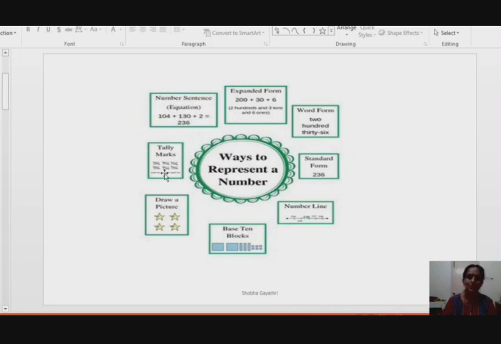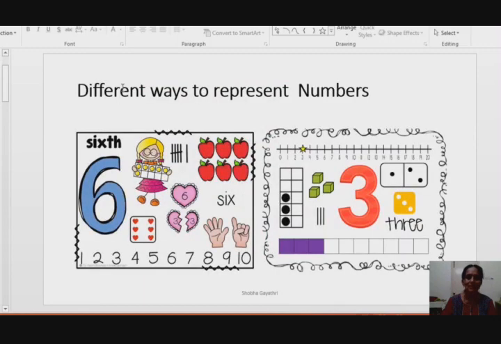numbers through pictures also. Tally marks. See, tally marks. There are 4 vertical bars and 1 slanting bar. It is a group of 5. These are known as tally marks. 5 plus 1, it is 6. Tally marks you will study in your 5th or 6th standard. You will study how to represent the number through tally marks. Now if you know the number, it's enough.